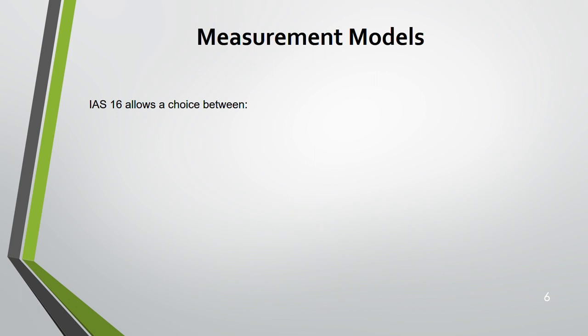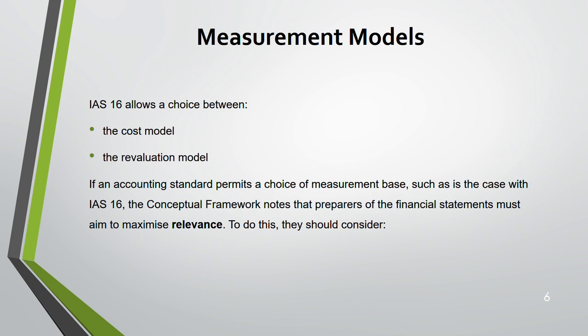So IAS 16 gives you a choice. What are the two choices? It says either you can measure your asset at cost or revaluation. Two models: cost model, revaluation model. From the word itself, it's understood what it means. Cost model means you are looking at the cost, and revaluation means revaluation, right?